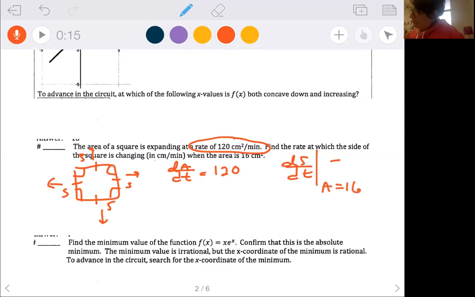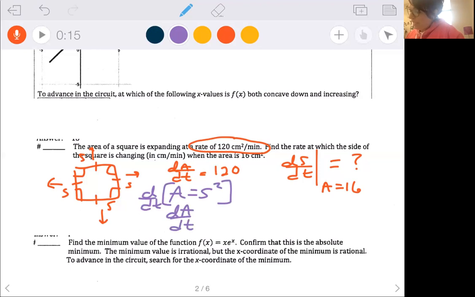This is what I'm trying to figure out. So I ask, what do I know? What am I trying to find? The next step we said is to get an equation that relates the variables. Well, the variables are A for the area and s for the side of the square. So our equation for this is going to be A equals s squared. Now we take the derivative of both sides with respect to t. So on the left, dA/dt, the rate that the area is changing, is equal to 2s times the derivative of the guts, ds/dt.